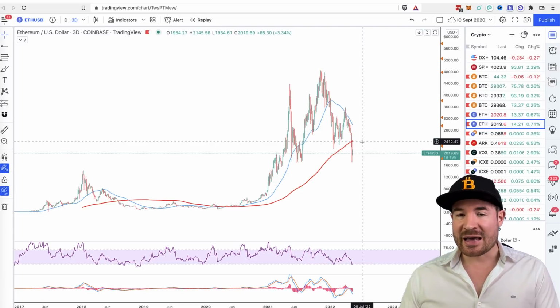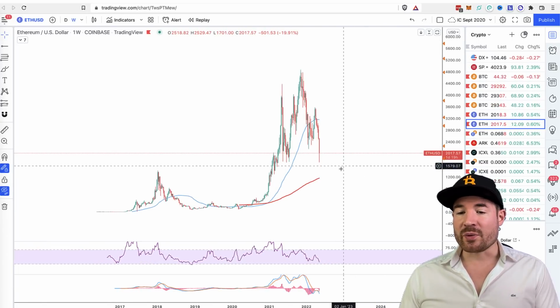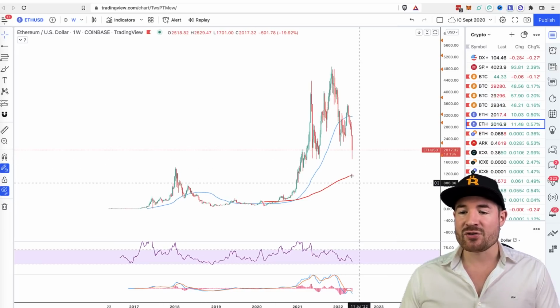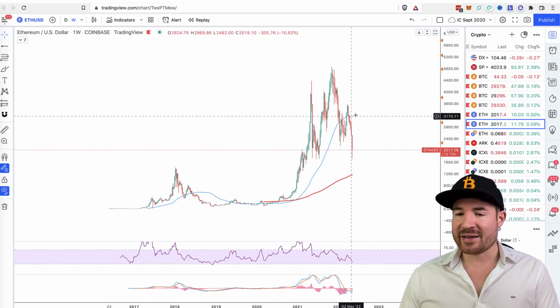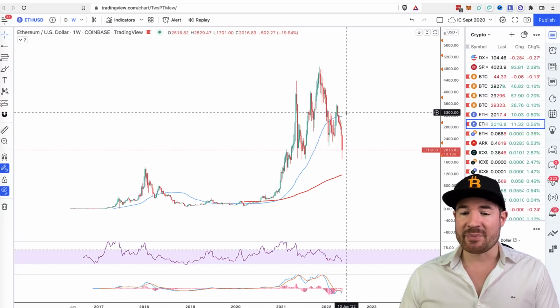If we can reclaim that, we might be looking at the start of potentially a new bullish trend, which is currently about $2,400. You can also look at the weekly chart. Again, same moving averages, simple moving average, very easy to do. 200, I've got it in red, and the 50, I've got it in blue. As long as we're below the 50, we're basically in a bearish trend.